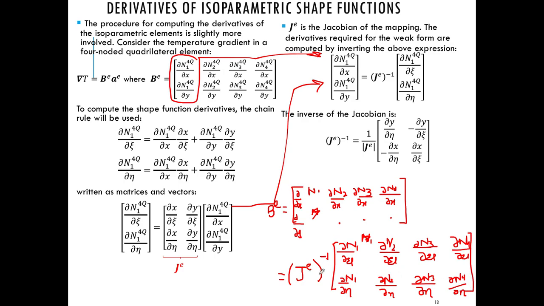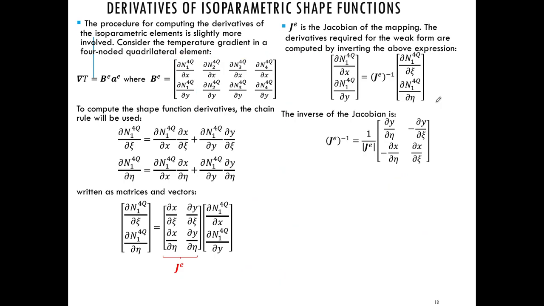So the inverse of the Jacobian multiplied by this 2 by 4 matrix will give us our B matrix. That is, it will give us our derivatives of the shape functions in the physical coordinate system, right? So that's just taking this expression right here and expanding that out for each of our shape functions. Right, now let's move on to looking at the Jacobian and how we can find the Jacobian.